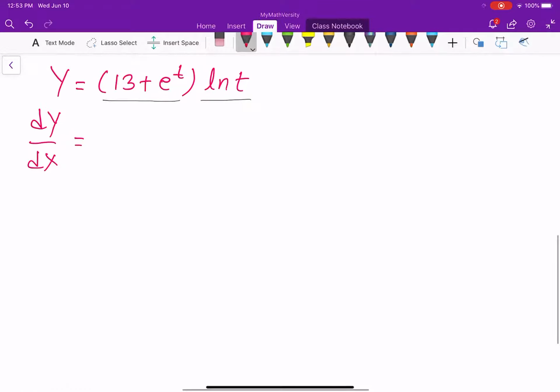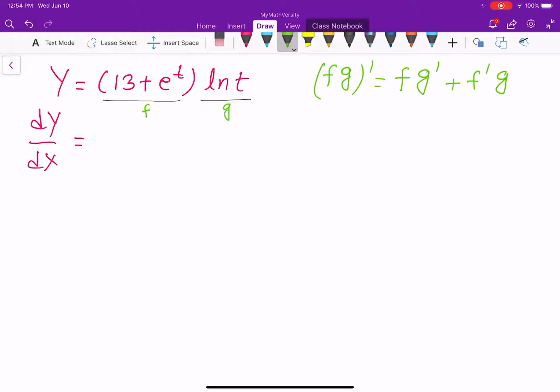Use the product rule, right? And what is the product rule? The product rule is, if we have f times g, the derivative will be: write down f as it is, multiply by g prime, plus f prime times g, right? So let's assume this is our f, this is our g.